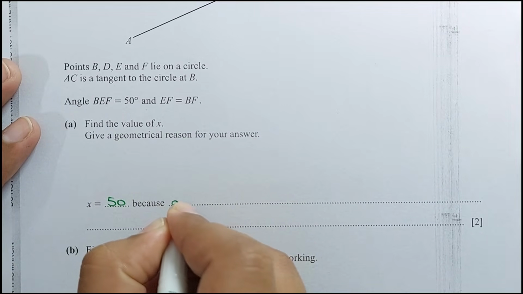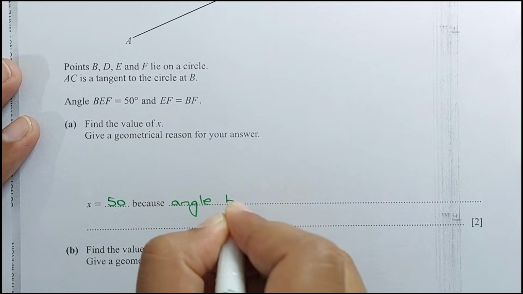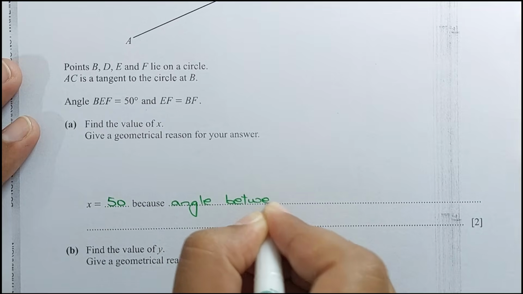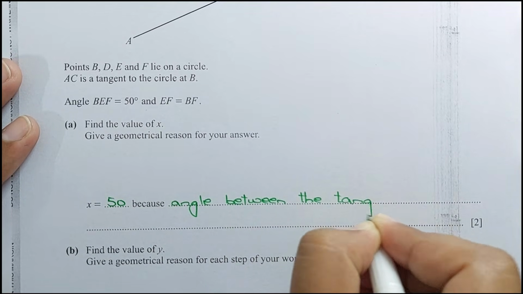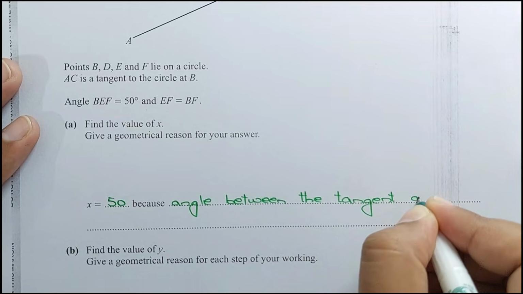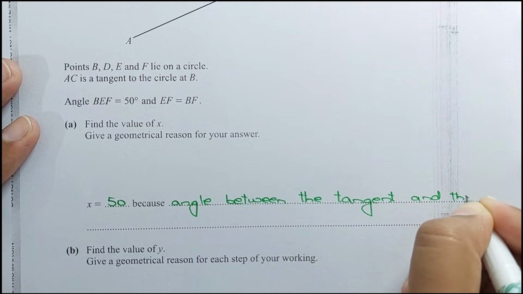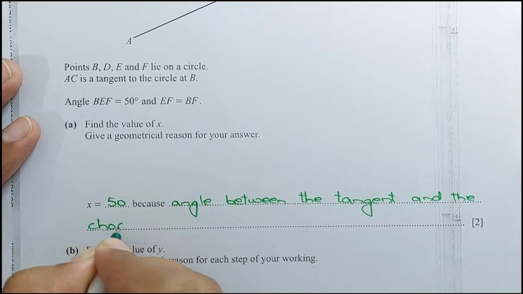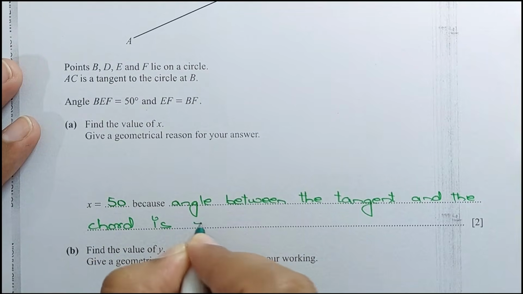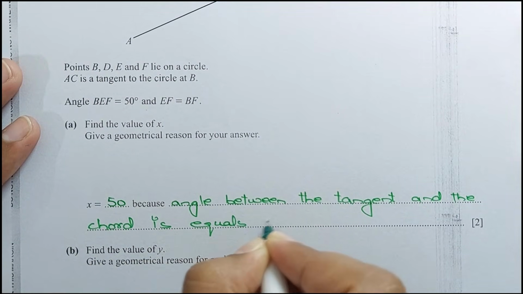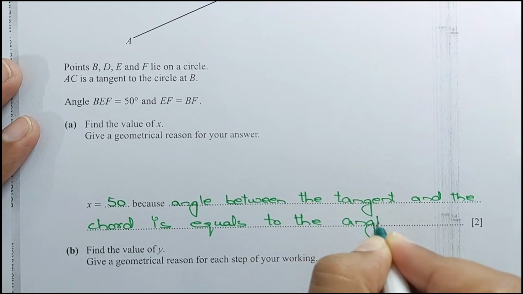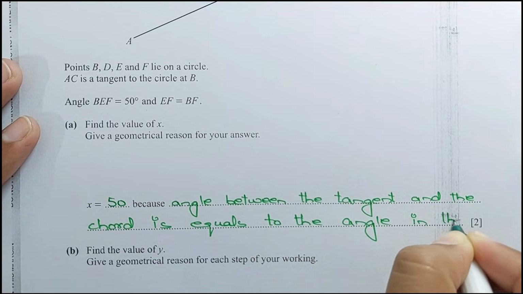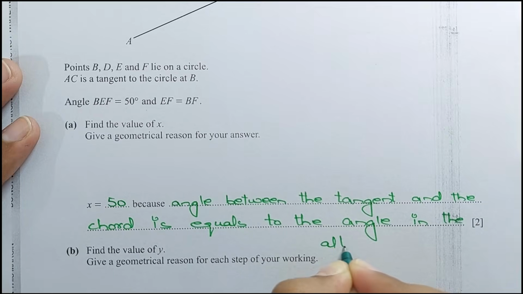because angle between the tangent and the chord is equal to the angle in the alternate segment.